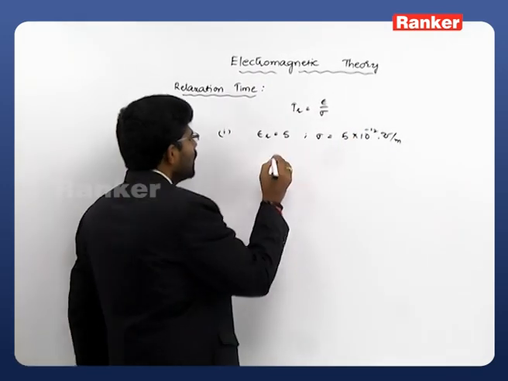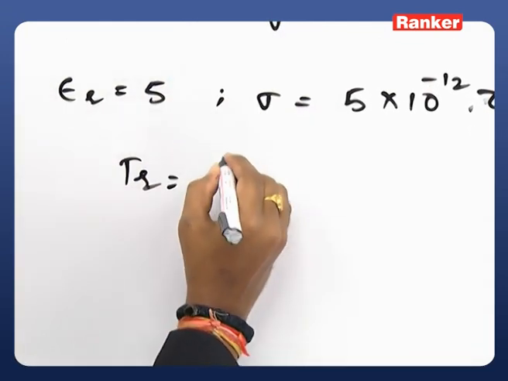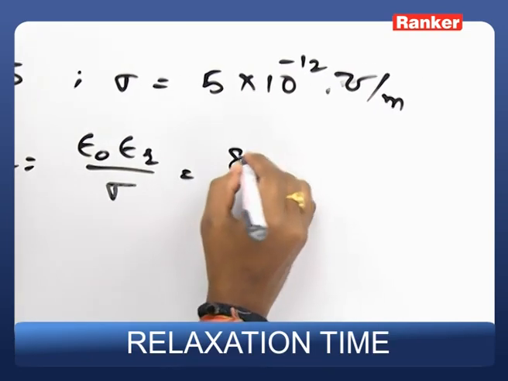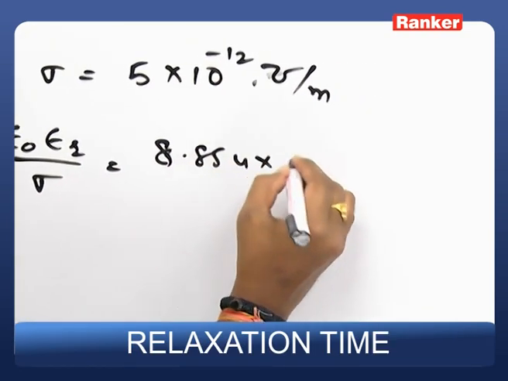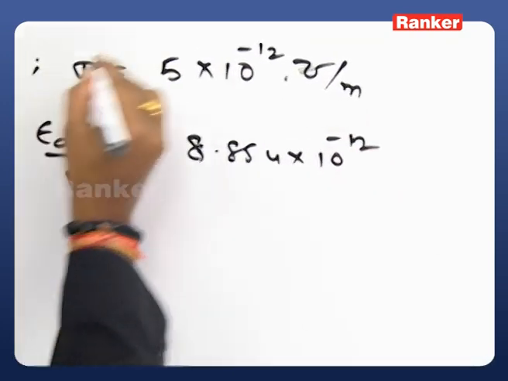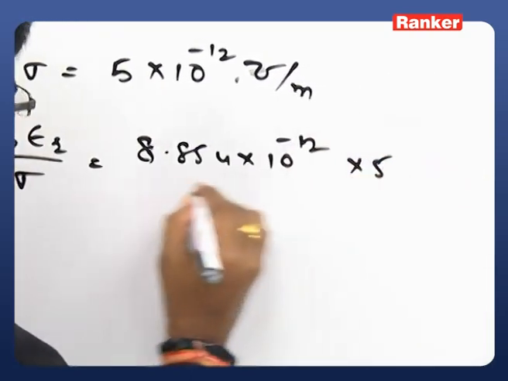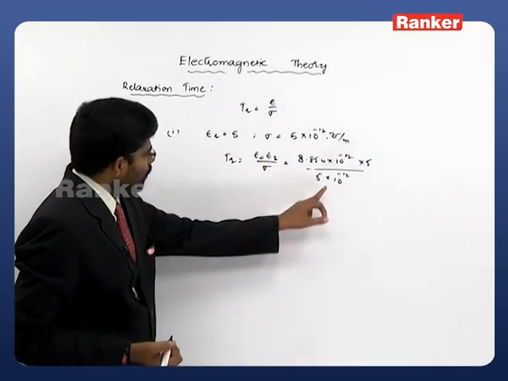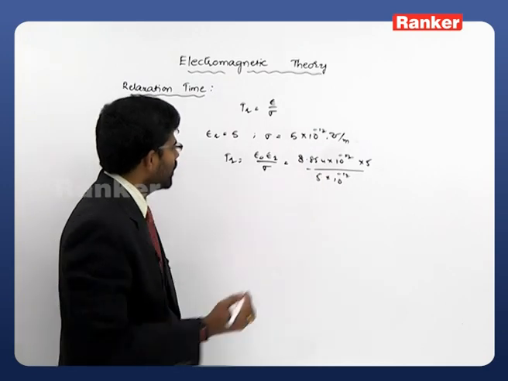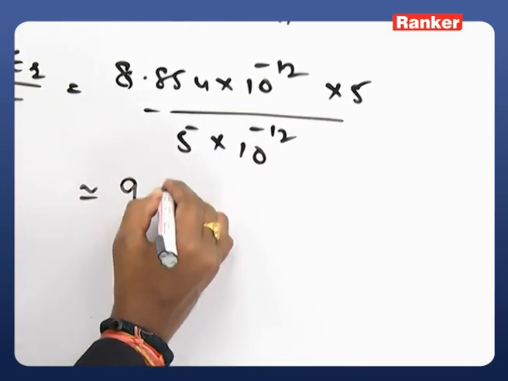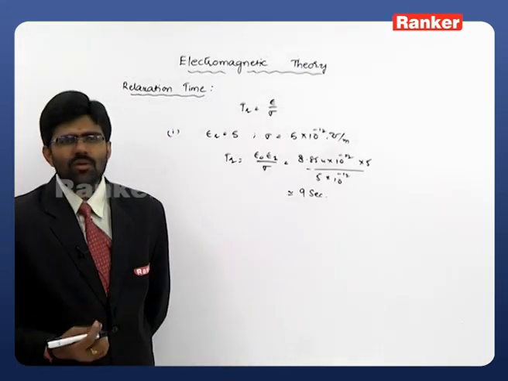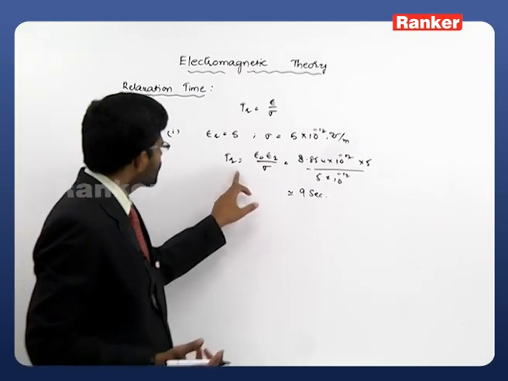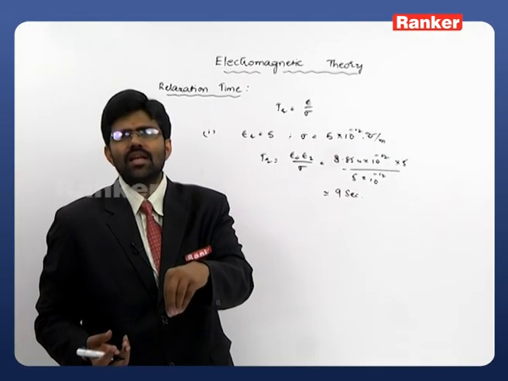Now substitute here: tr equals epsilon, that is epsilon naught epsilon r, divided by sigma, which is nothing but 8.854 into 10 power minus 12, and epsilon r is 5, divided by sigma, which is 5 into 10 power minus 12. So 10 power minus 12 and 10 power minus 12 cancel, and 5 cancels. So approximately it equals 9 seconds. So if you place a charge in a dielectric medium, approximately for 9 seconds that charge will remain as charge.